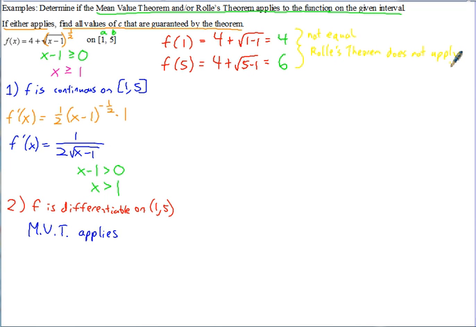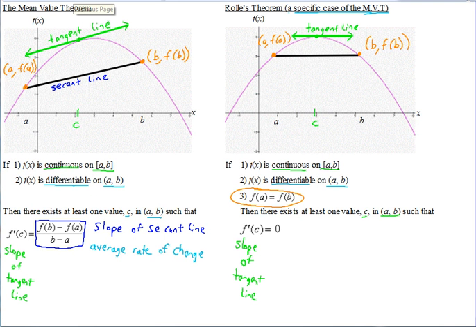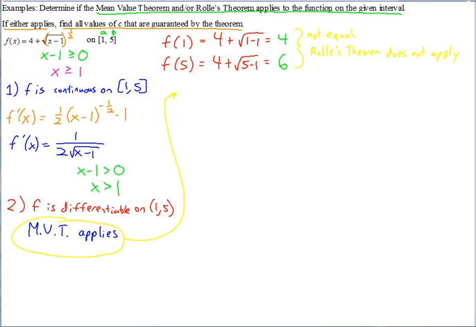So only the mean value theorem applies here. If those had been equal, then Rolle's theorem would also apply. And if it's just the mean value theorem that applies, then remember what that guarantees is there has to be some c in the interval between a and b, such that f prime of c equals f of b minus f of a over b minus a.